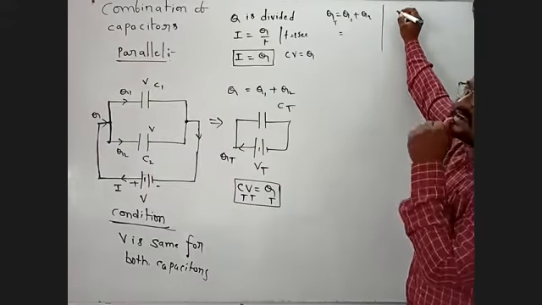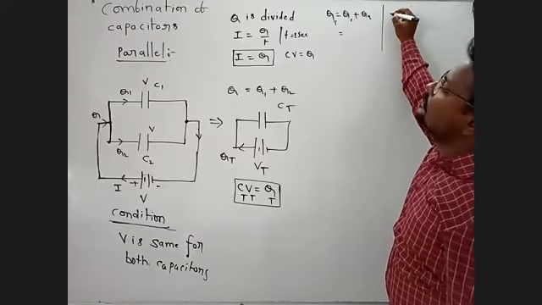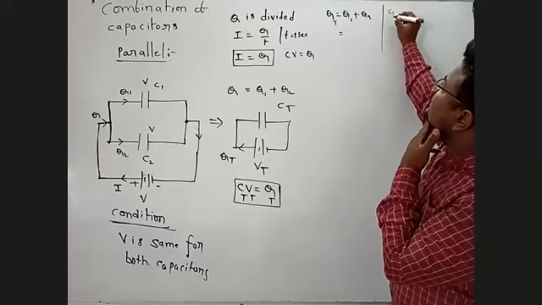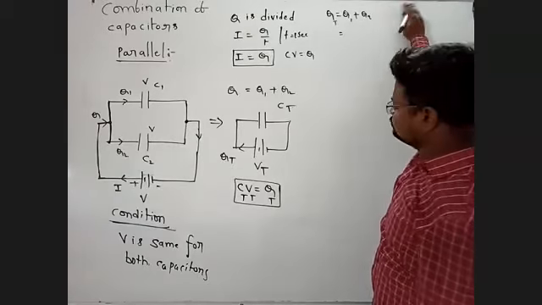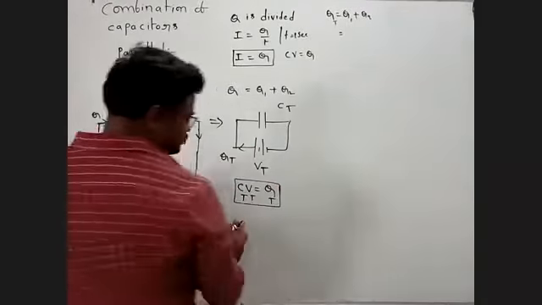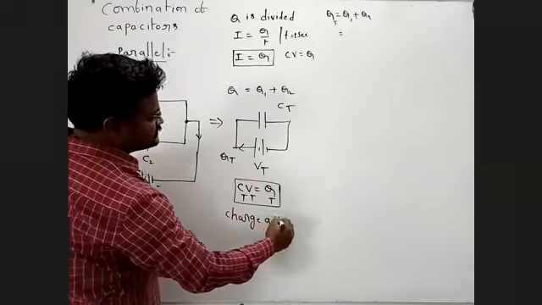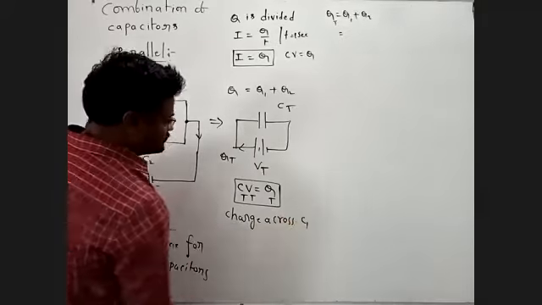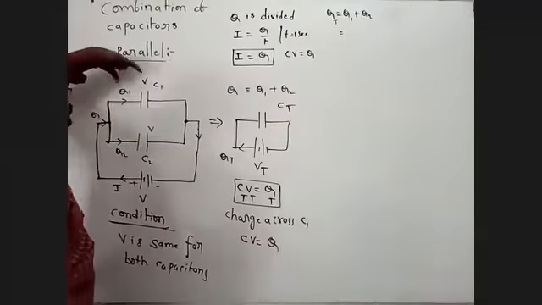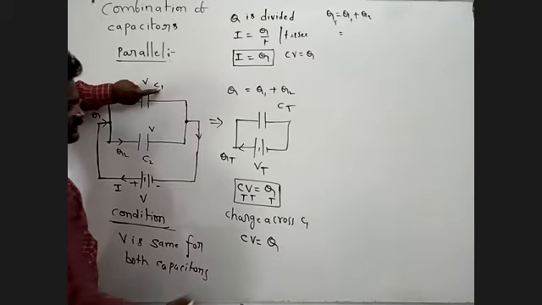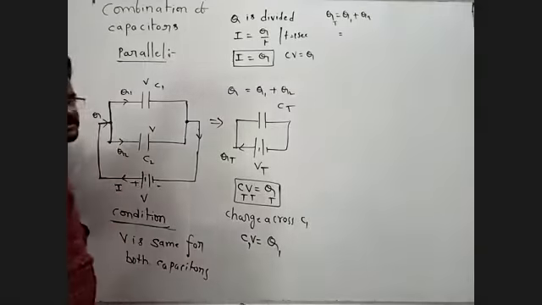So what is the charge across the C1 capacitor? What is the formula? I'm going to write here: charge across the C1 capacitor. CV is equal to Q. So for the C1 capacitor, the capacitance is C1, the voltage is V, and the charge is Q1.